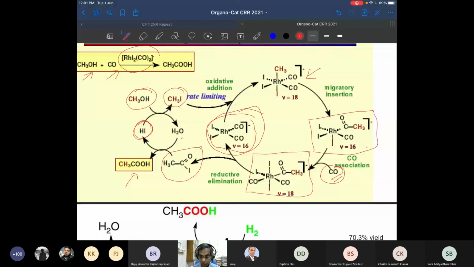Now, what should happen? A reductive elimination should happen in order to get back your catalyst as well as your products. What are the requirements for reductive elimination? I have already listed them. After association, it gets 18 electrons, and the next step immediately, once the carbonyl comes and associates with the rhodium, is that the CH3COI group should leave from here, generating back your catalyst. That's what I call the reductive elimination.